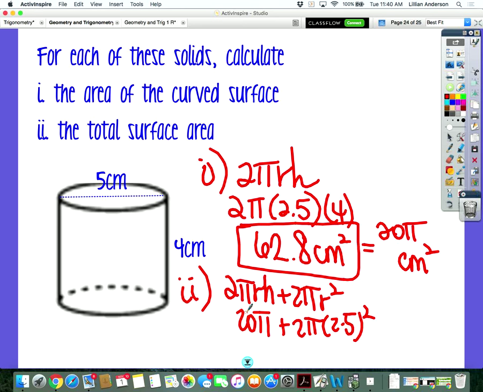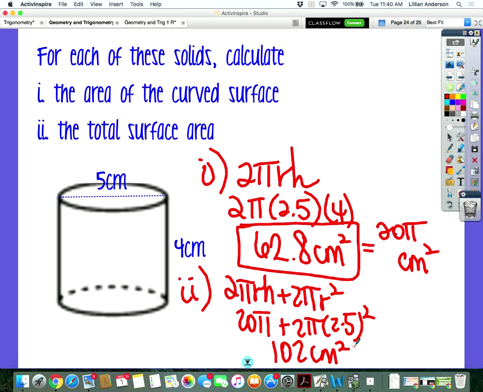So what did you guys get for that? 102 centimeters squared. Questions? None. So when I'm looking for the total surface area, that's when I use the full thing.